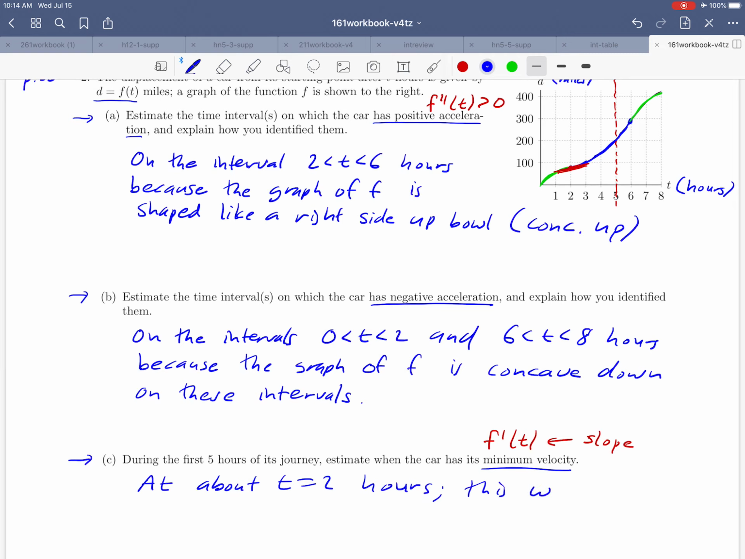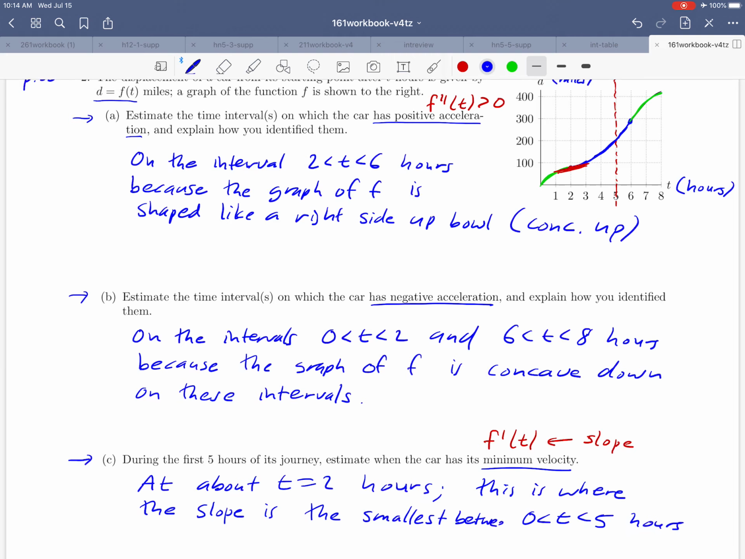Okay, and we'll just make a comment that this is where the slope is the smallest on this interval. We could maybe say between. Okay, and I think that's the end of this problem.